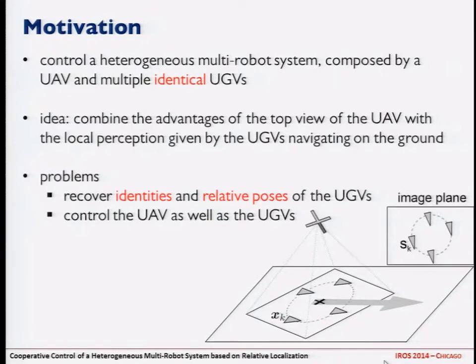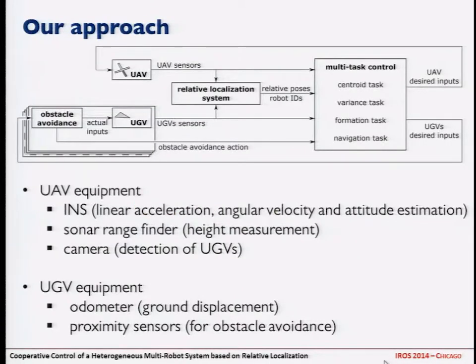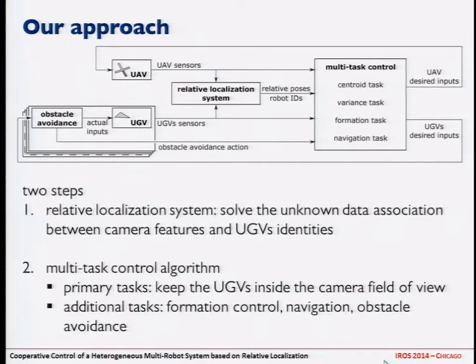With the local perception of the ground of the UGVs. The problems that we want to solve are the relative localization, because basically we assume that the UGVs are identical to each other, and then also to control the entire formation. What we need to accomplish this task, for the UAV, is an inertial navigation system, a sonar, and a camera, while for the UGVs are just an odometer and a proximity sensor for the obstacle avoidance task that we will see together. Basically, our algorithm is made up by 2 steps.